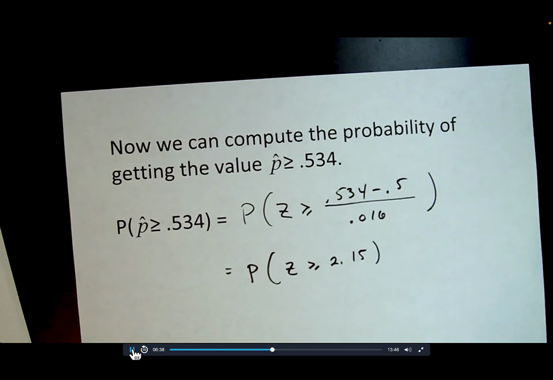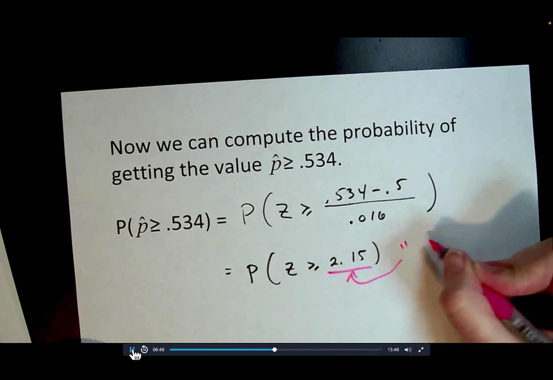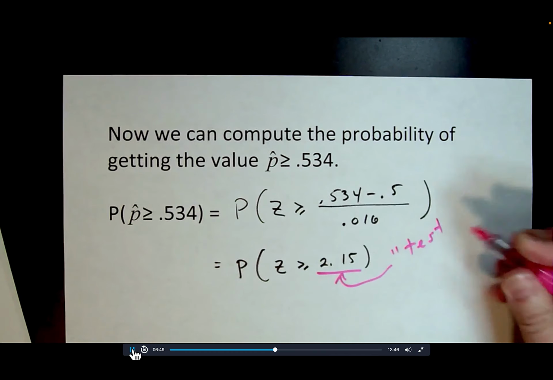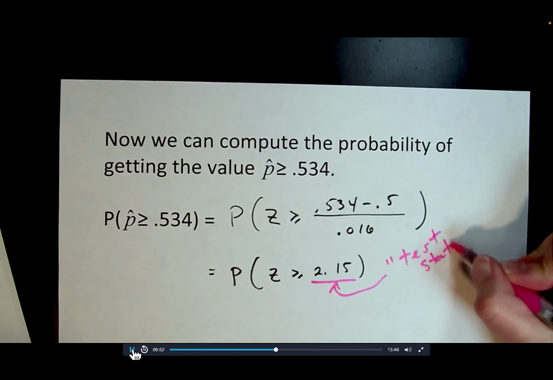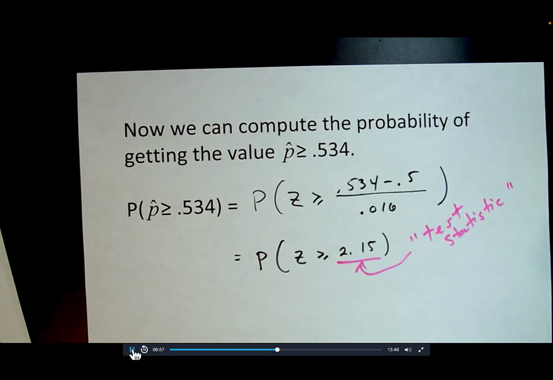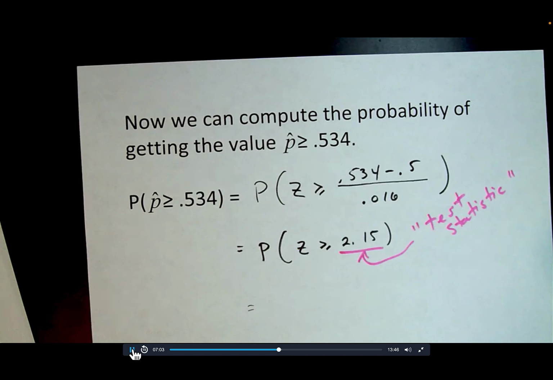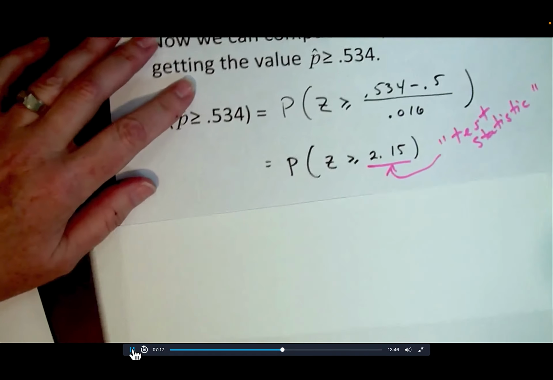And by the way, this number that we get for z is called a test statistic. So when the book or the homework says find the test statistic, they mean find this z value. Okay, of course, what we really want is the probability of this z value happening. So we look at our z table. Now, remember the z table actually gives you areas to the left.